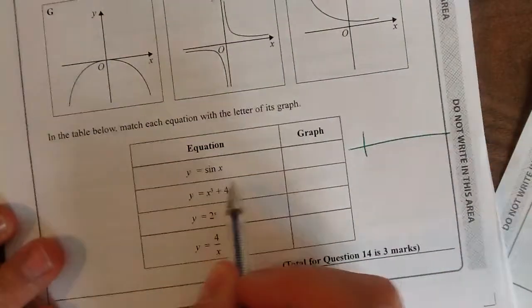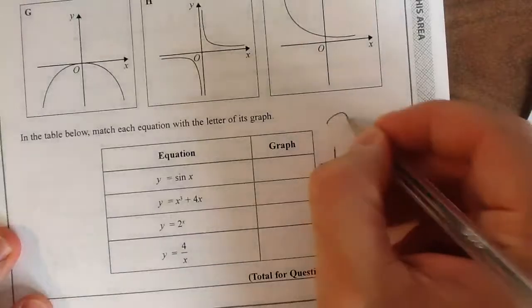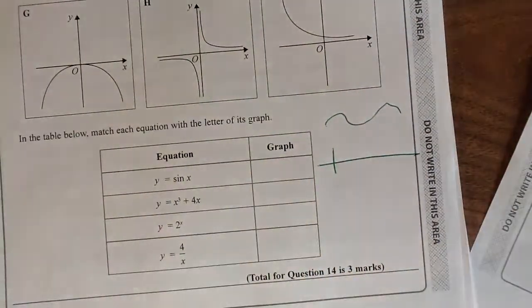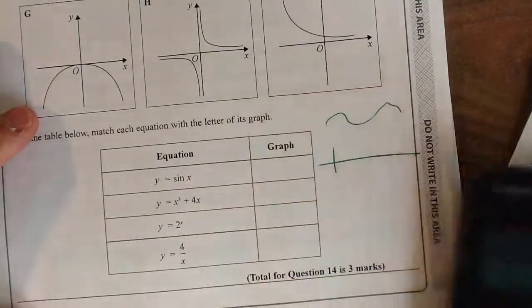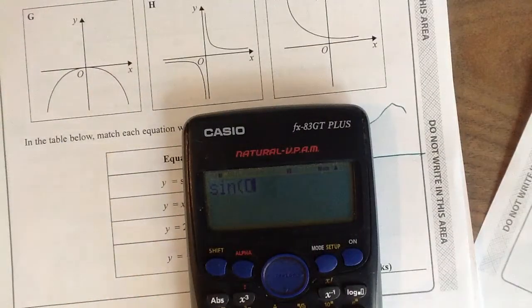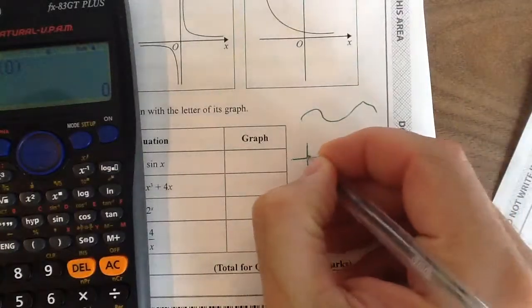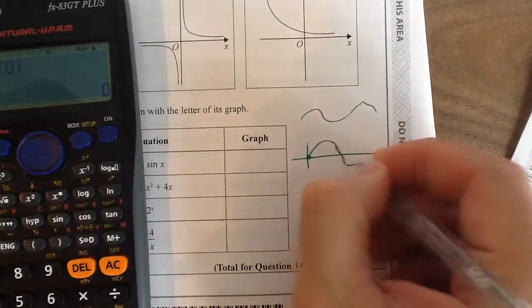So y equals sin of x. So that's essentially just your sine graph. Now we know the sine graph is a curvy one like that, but you might get mixed up with your sine graph and your cos graph. So we need to know the starting value. So I'm using my calculator. I'm just going to write the sin of 0, which is 0. So I know it's going to start here, and it's going to be like my curve like that.